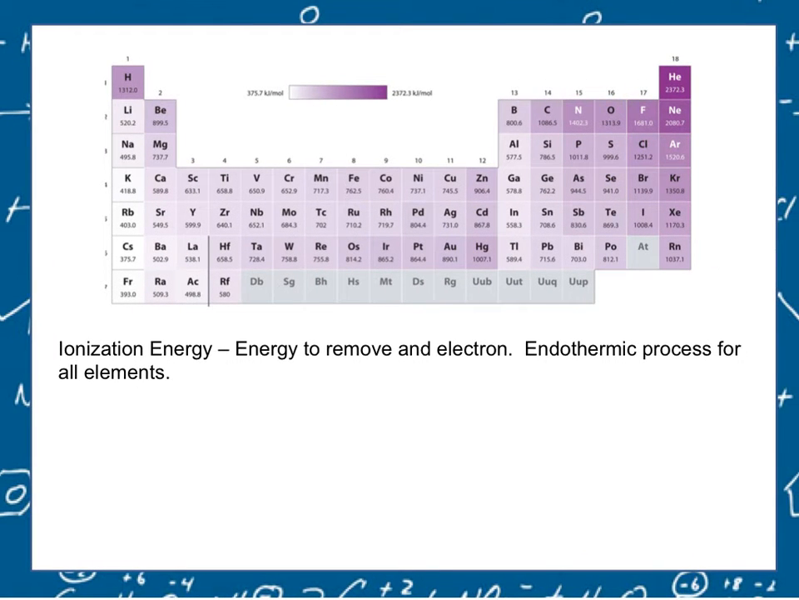Continuing on with the theme of ions is a property known as ionization energy. It is the energy to remove an electron. It is always endothermic. If it wasn't endothermic, that element wouldn't have that electron to begin with. These energy values that you see listed here are the energy that you have to give to remove the first electron from an atom.